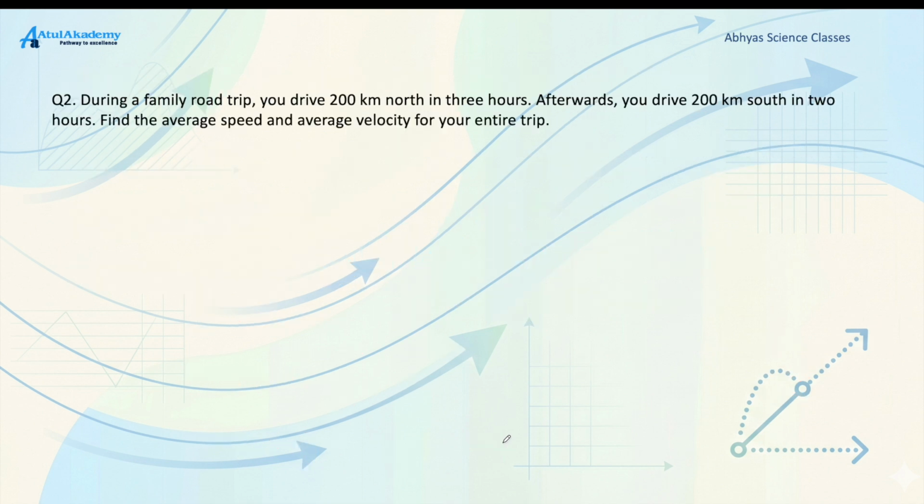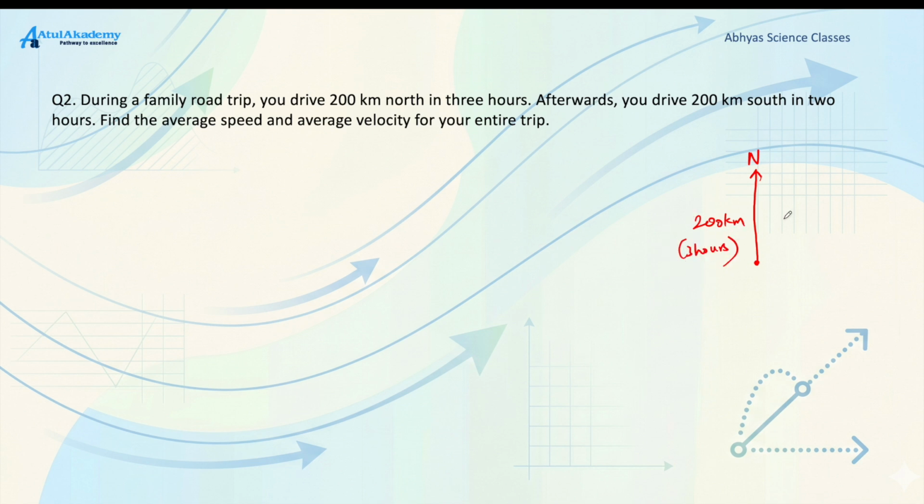Now let's move to the next question. During a family road trip, you drive 200 km north in 3 hours. Afterwards, you drive 200 km south in 2 hours. Find the average speed and average velocity for your entire trip. So let's draw it and see. During a family trip, you drive 200 km. Now this distance is 200 km north. It's in 3 hours, right?